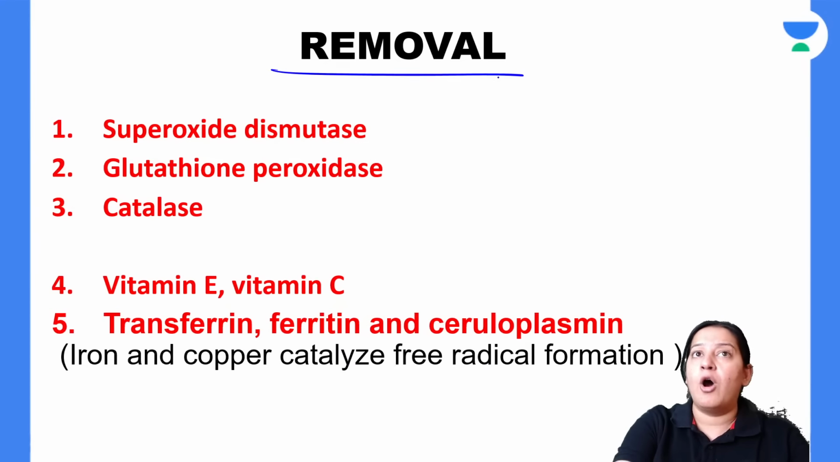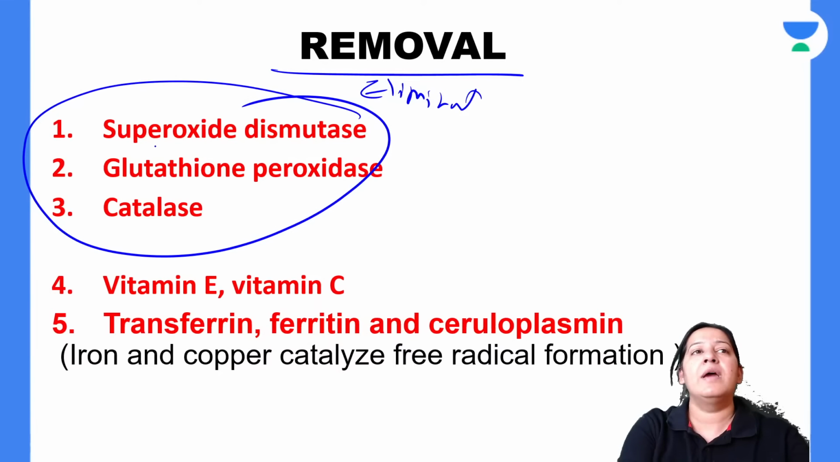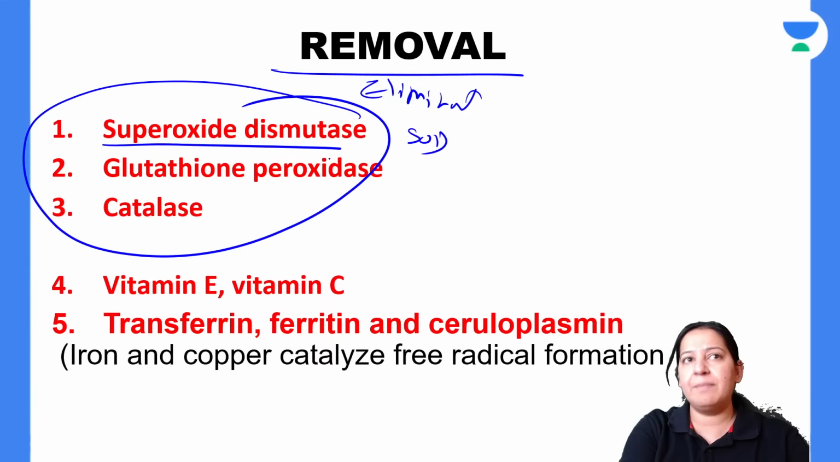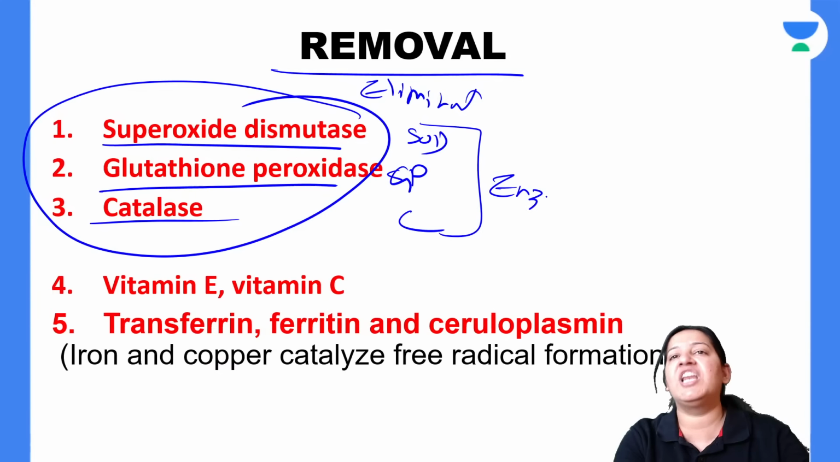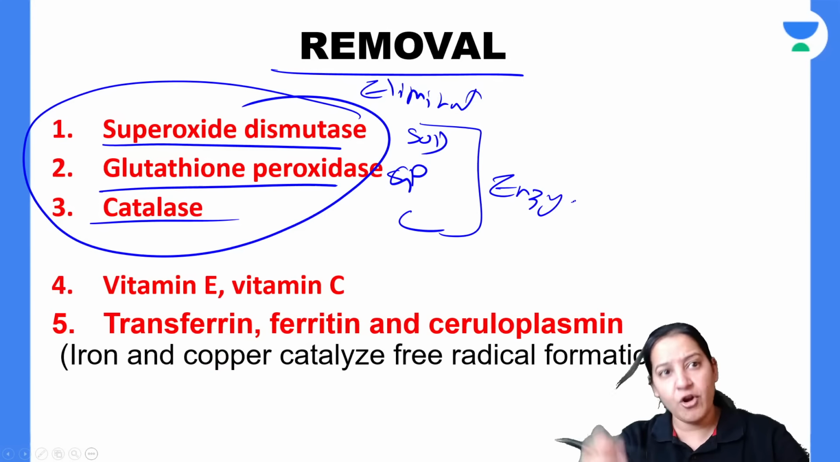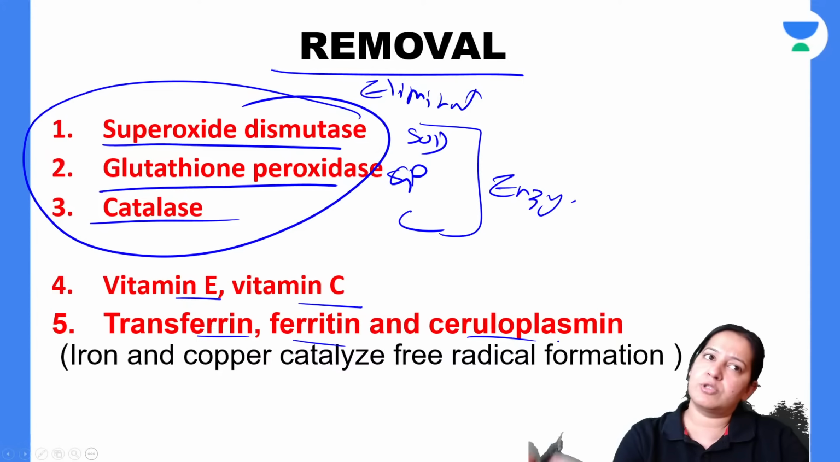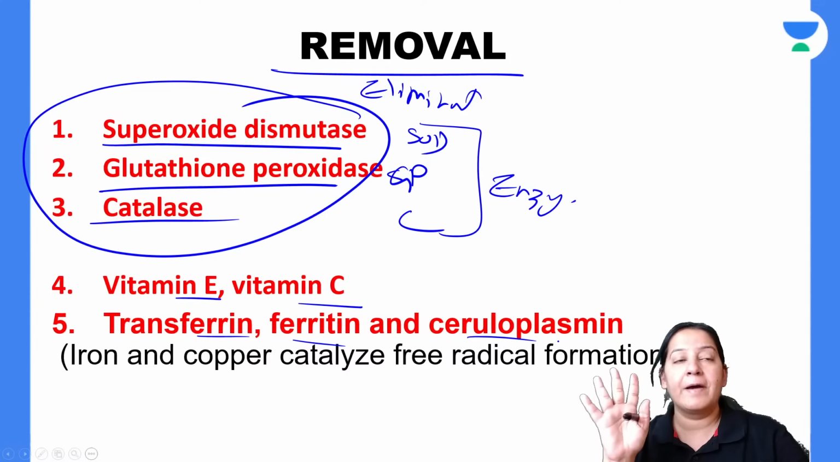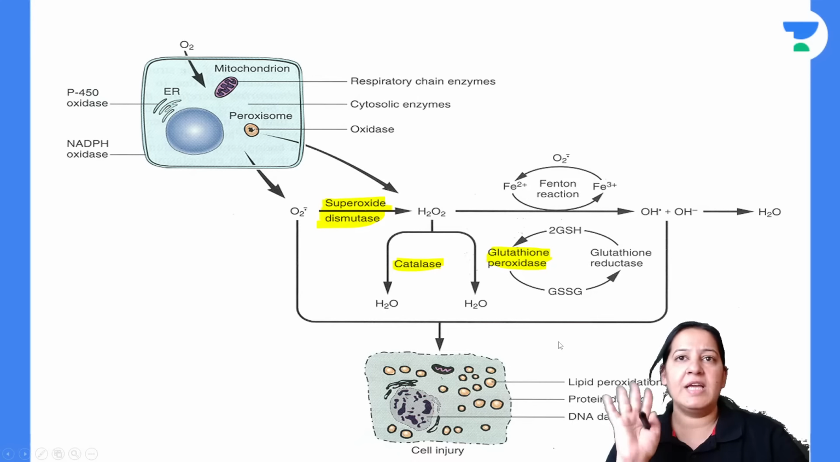For their removal or elimination, God has given us three enzymes, the three backups. What is the name of the enzyme? It is superoxide dismutase, the first enzyme. Glutathione peroxidase, the second enzyme, and catalase, the third enzyme. So these are the three enzymes which eliminate them. Give me a thumbs up. Apart from it, there are a few vitamins, vitamin C and E, that also eliminate them, and transferrin, ferritin, ceruloplasmin also eliminate them. So these are used for the removal. Give me a thumbs up. So see the complete equation.